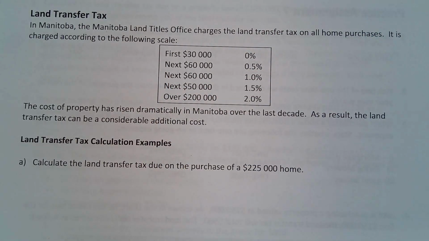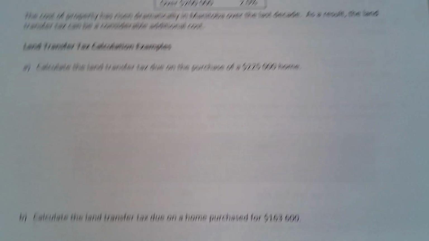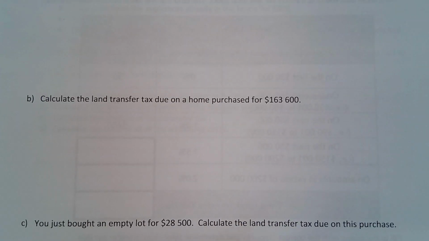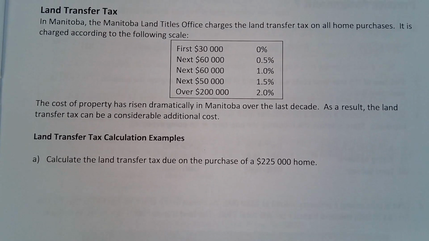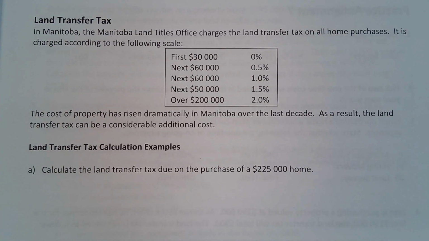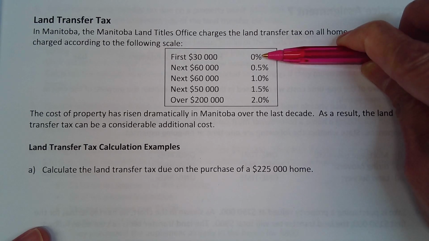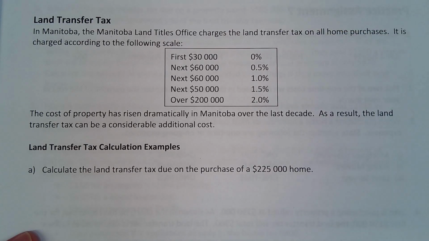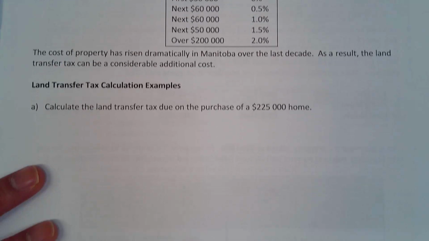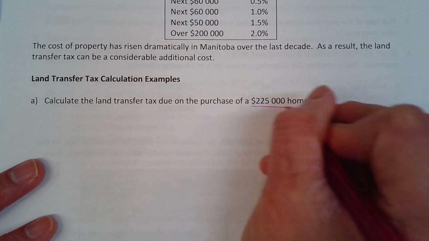And then the other one, 28,500. How far do we go? 28,000. Just the first one. Yeah, zero tax. Okay, good. So let's see here. 225,000.